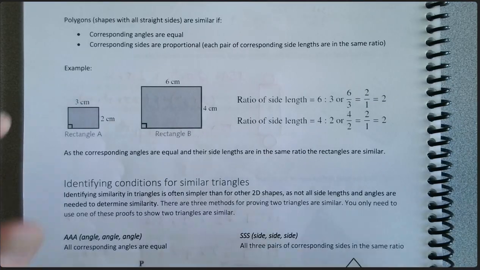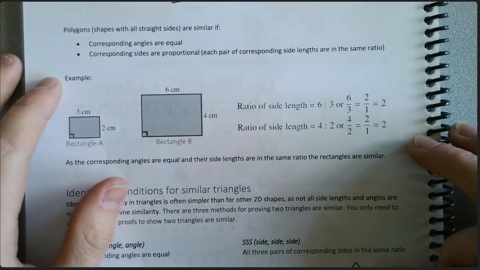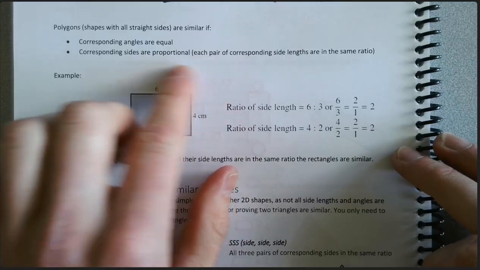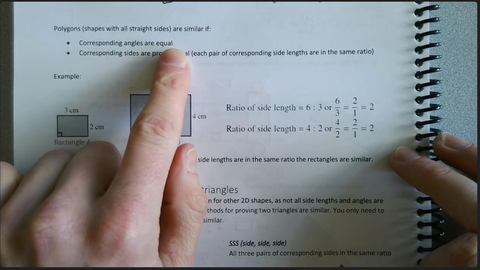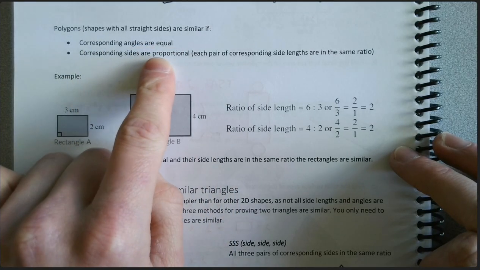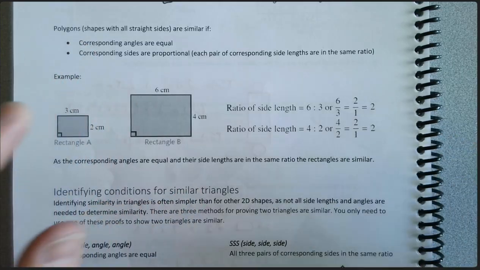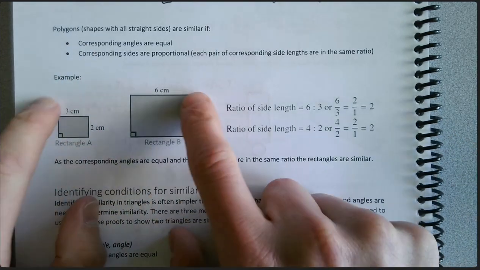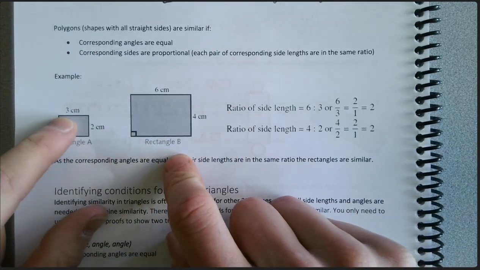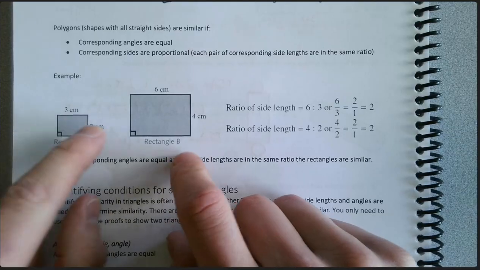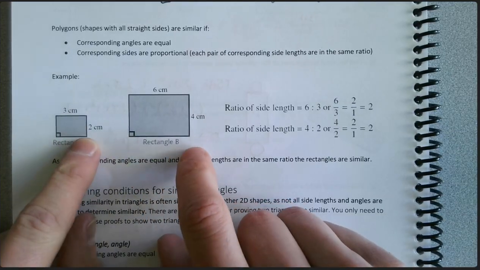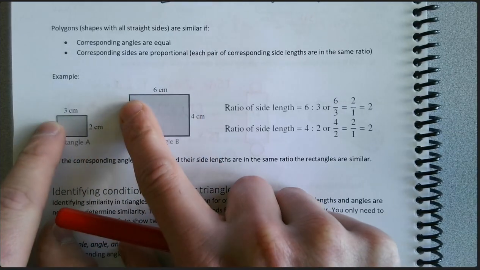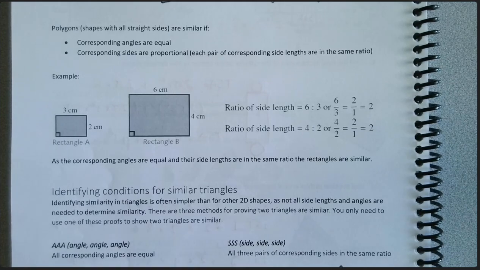Okay, so let's go here. Polygon shapes with straight sides are similar if the corresponding angles are equal and corresponding sides are proportional. Just to be clear on what that means, for these two shapes here, these are rectangles, and each of the interior angles is going to be 90 degrees. This one matches with this one, that matches with that. They're both 90, both 90, both 90, and that would mean that we are in the right place.